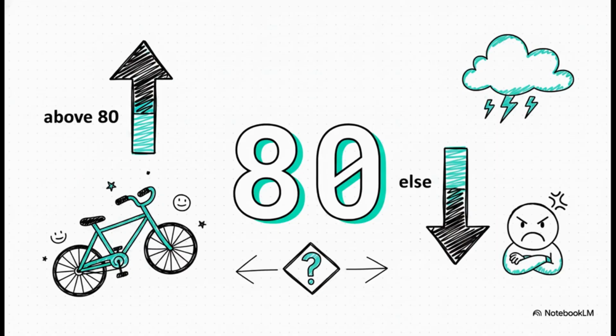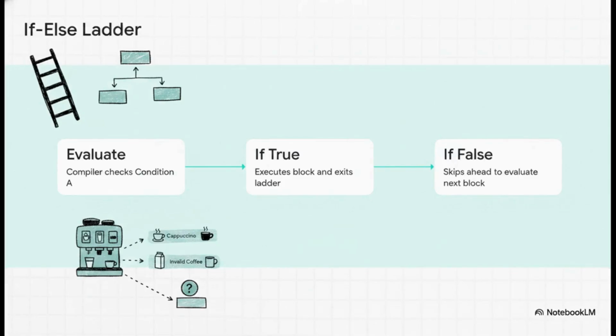The code evaluates a condition, in this case the number 80, and chooses one of two very distinct paths. So this step-by-step ladder filters through scenarios sequentially. If condition A is true, it runs the block and exits. If false, it skips ahead to check the next block. But what if you have, say, a dozen options? A massive else-if chain gets incredibly messy and repetitive fast. That is exactly where the switch case statement comes in.